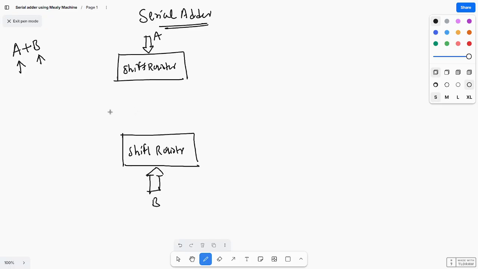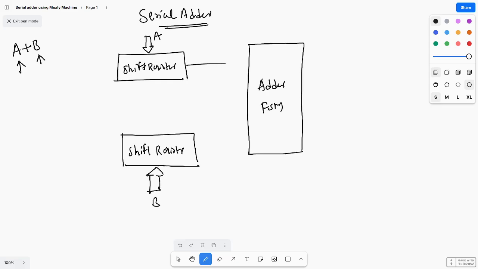Next you have the adder FSM, finite state machine. In the adder FSM, you are giving A and B. A common clock is given to the shift registers. Normally these shift registers are SISO, serial in, serial out, and the common clock is given like this.